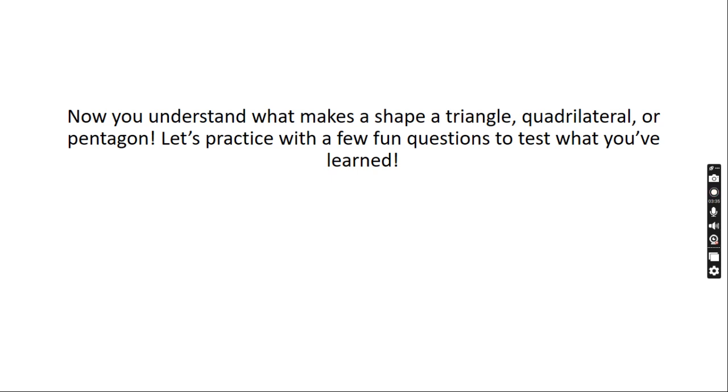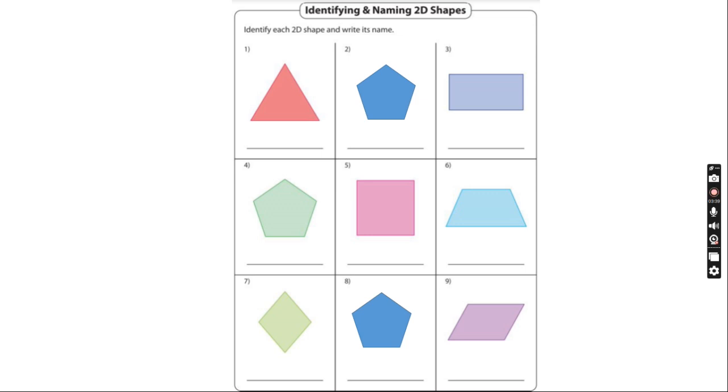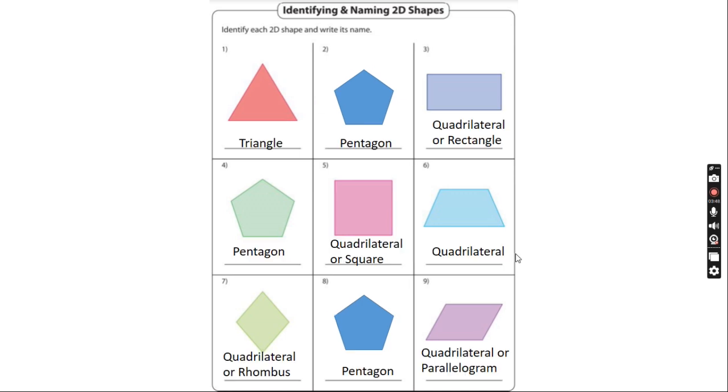Let us practice with a few fun questions to test what you have learned. There are 9 figures shown in the following table. You have to find out the shape of each figure. The first shape has three vertices, three angles, and three sides. It is called a triangle. The second shape has five vertices, five angles, and five sides. Hence it is called a pentagon.